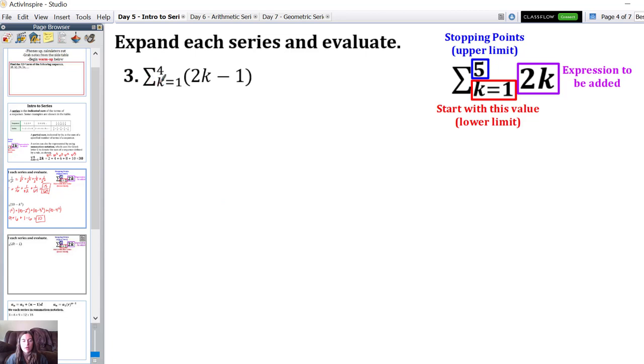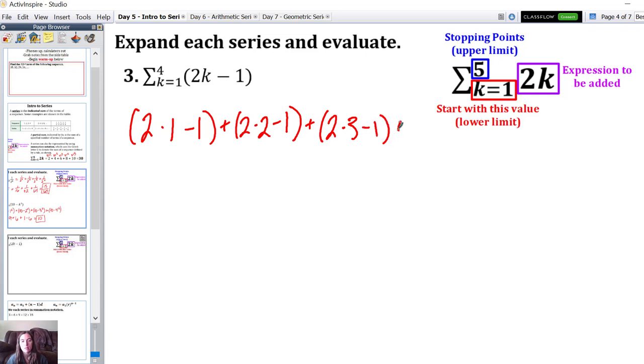Now we've got the sum of our terms from 1 through 4 of the expression 2k minus 1. So we've got 2 times 1 minus 1, plus 2 times 2 minus 1, plus 2 times 3 minus 1, plus 2 times 4 minus 1.